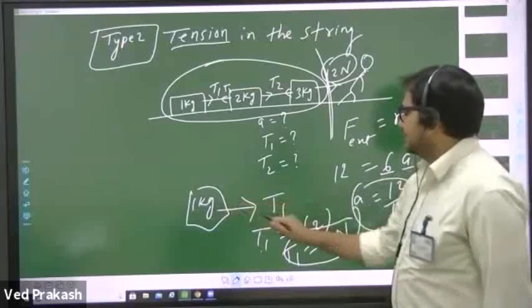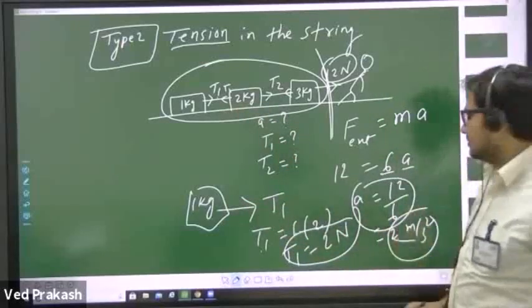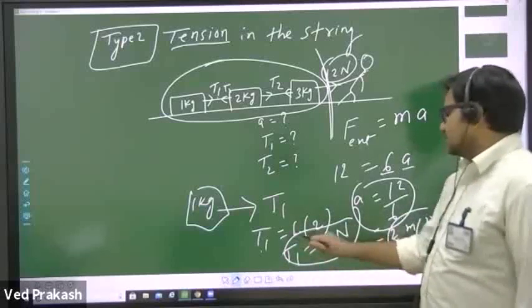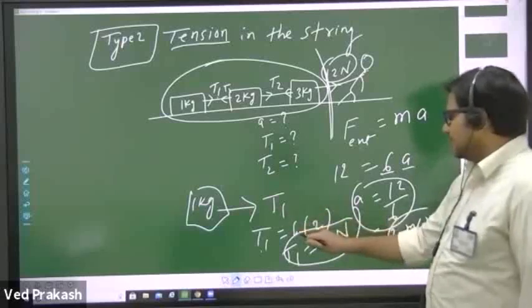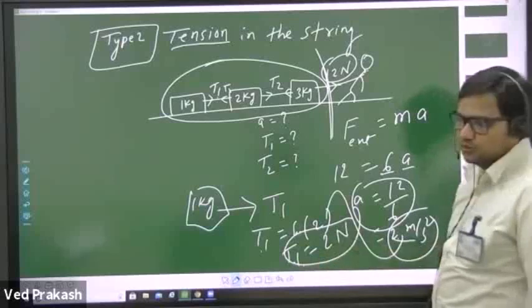The mass of this object is 1 and its acceleration is the same as the common acceleration of the system, which is 2 meter per second square. So the tension force is going to be 1, which is the mass, times the acceleration of the system, 2. So this tension force T1 equals 2 Newton.